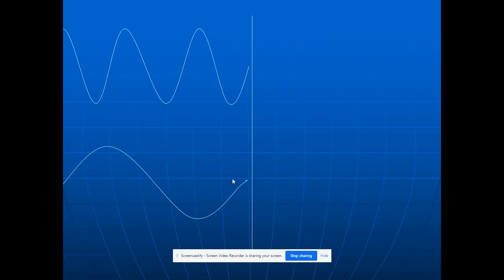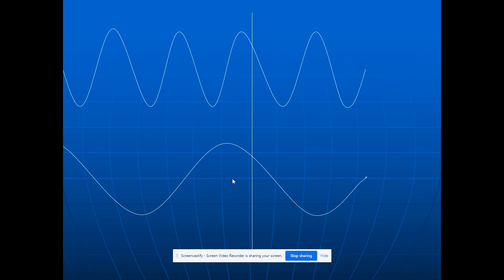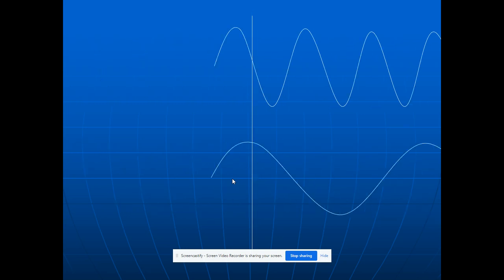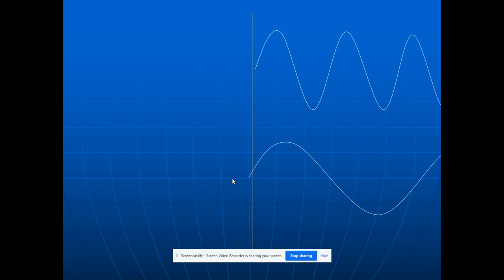We'll go ahead and rewind this again so you can see it again. They're going at the same speed, but many more waves pass through that point on the top wave. Why? Because it's a smaller wave. If it's a smaller wave, the wave is going to pass through and begin the second wave much more quickly, and then they'll get through that second wave.